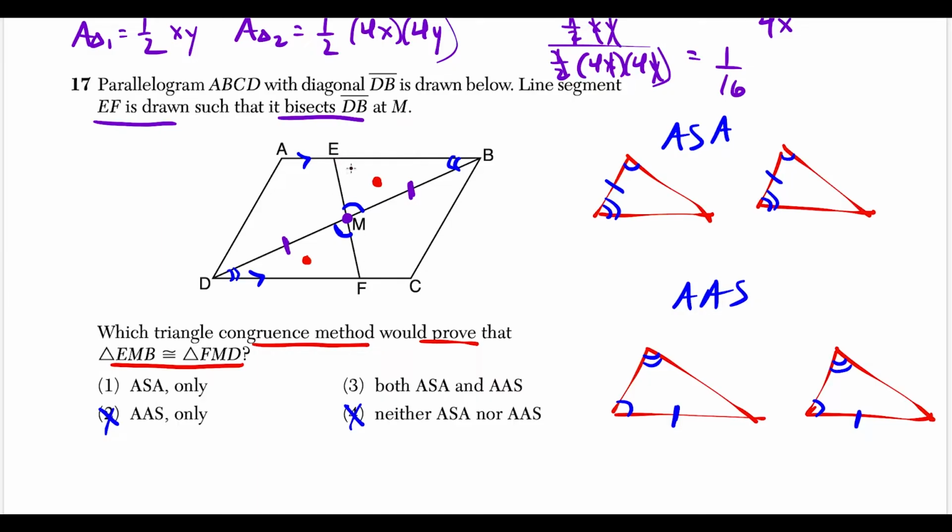EF could act as a transversal. So that means these angles are the same here. So notice I have these two angles with the double and triple notch, and I have a pair of sides congruent that's not between those. So that's how I know angle angle side also applies. So it's both postulates or congruence methods that we could use, and that means the first choice is out. Definitely choice 3.